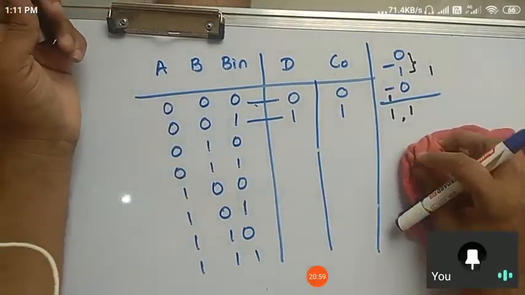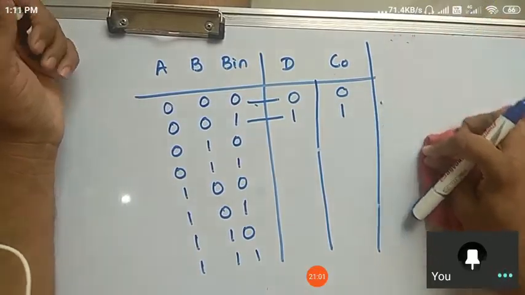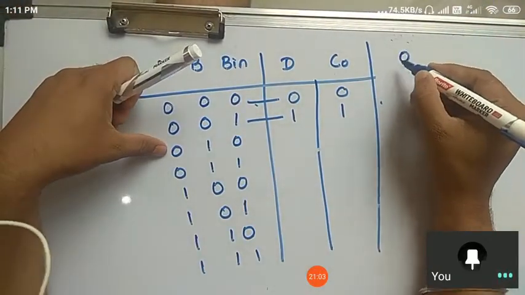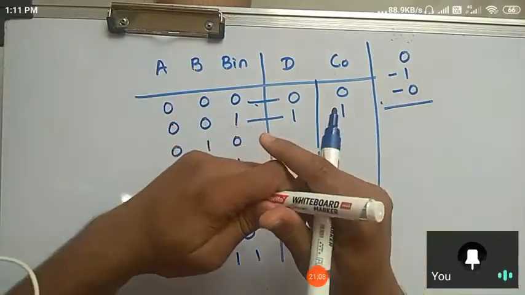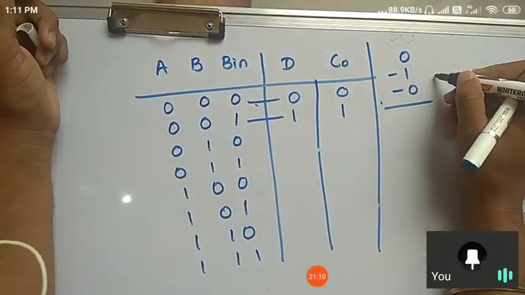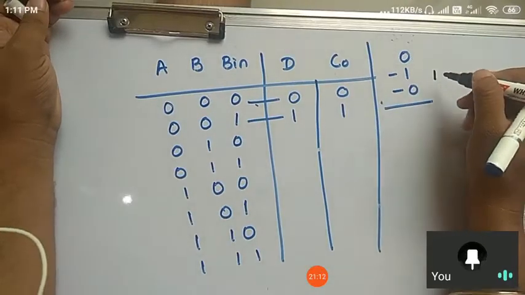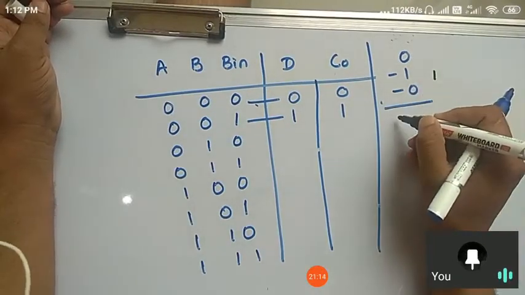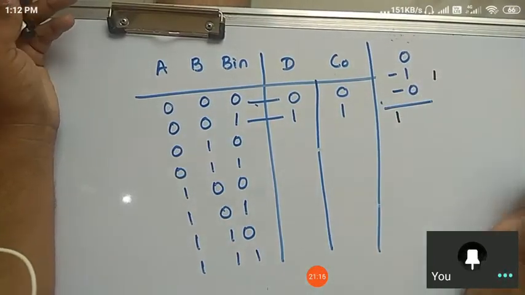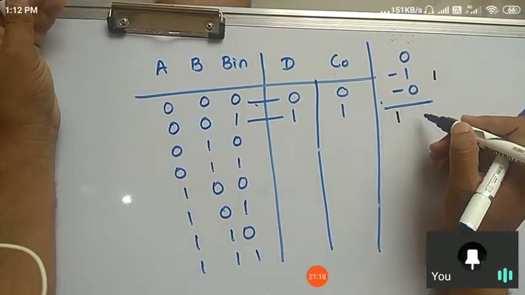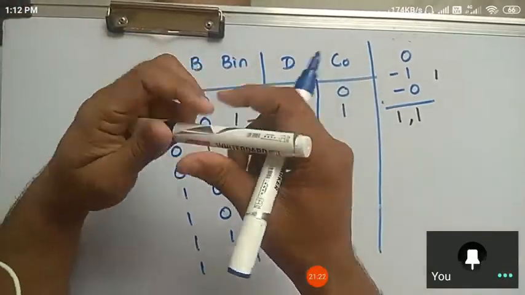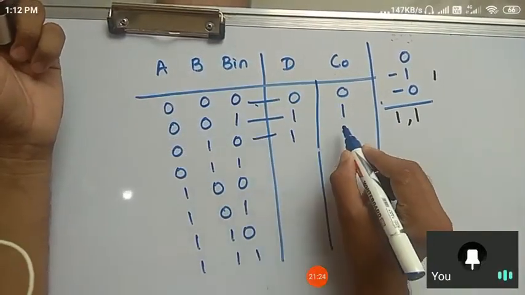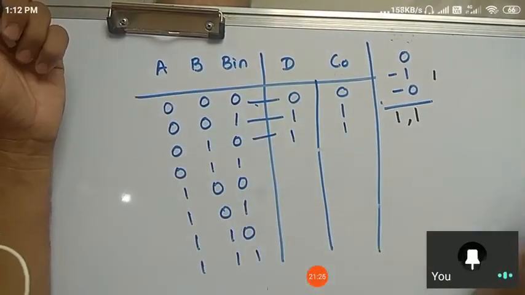Have you got this? Most students will get confused. Within just a minute I will repeat this for you. See here, 0 1 0: 0 minus 1, difference is 1 and this one is smaller, so that's why borrow is generated. 1 minus 0, difference is 1, right? So for this case, difference is 1, borrow is also 1.